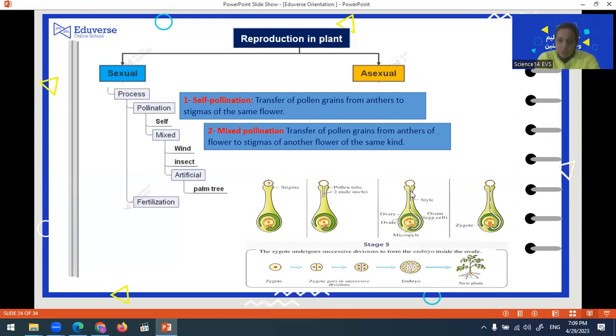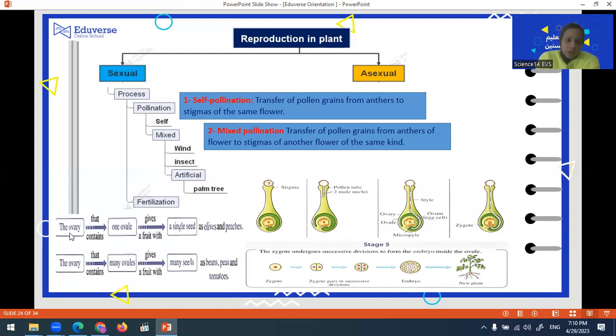So the pollen will move down, down, down. The two male nuclei, which were inside the pollen grain, will enter from this opening, which is called the micropyle, entering inside the ovule to reach the ovum, which is the egg cell. Then they're going to fuse together and make multiple divisions, starting from the zygote, and then we're going to divide a lot to form the embryo, and then a new plant will be formed.